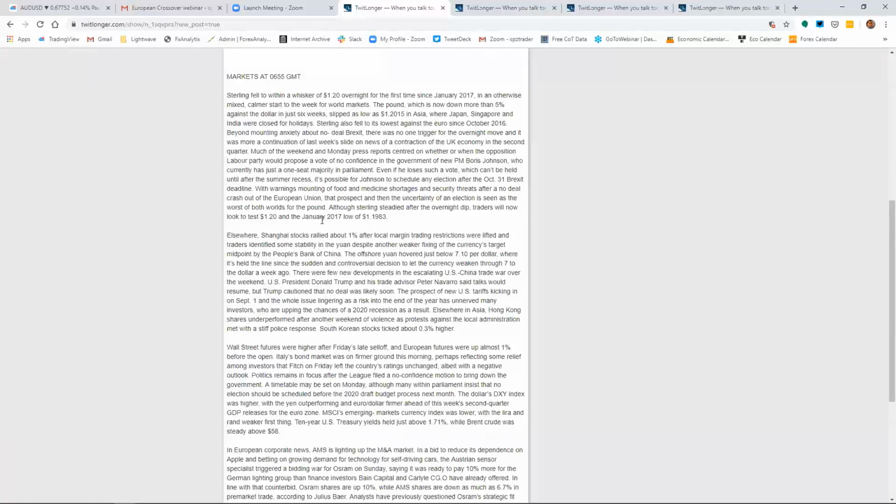Beyond mounting anxiety about no-deal Brexit, there was no one trigger for the overnight move, and it was more of a continuation of last week's slide on news of a contraction of the UK economy in the second quarter. Much of the weekend and Monday reports centered on whether the opposition Labour Party would propose a vote of no confidence in the government of new PM Boris Johnson. Now, I did see there was a report here that British pound stabilizes, snapping third decline, amid reports that some UK lawmakers were drawing up plans to force PM Johnson to seek an extension to the October 31st Brexit deadline. So that kind of gave the cable a little bit of relief.